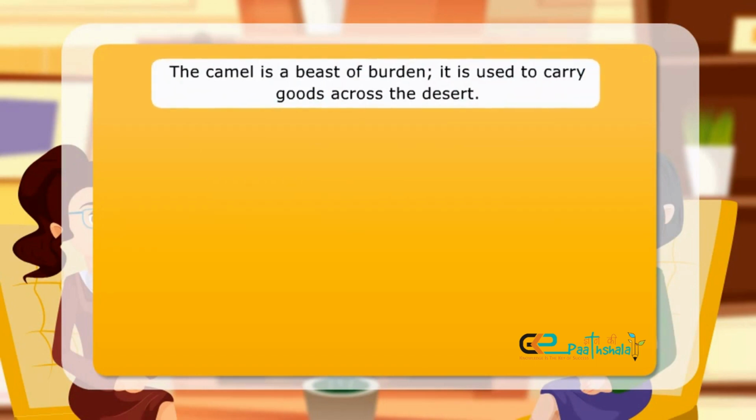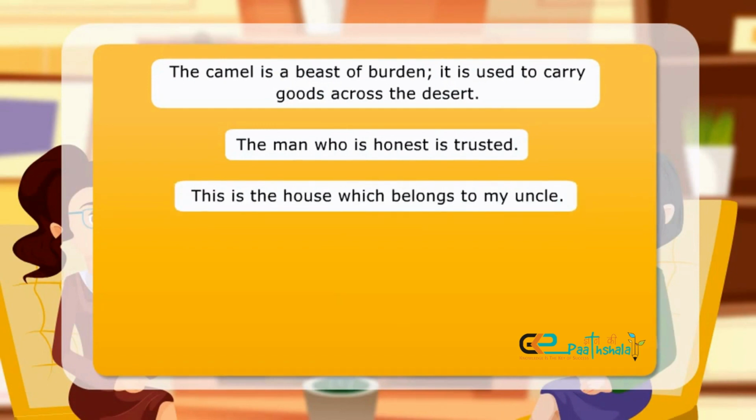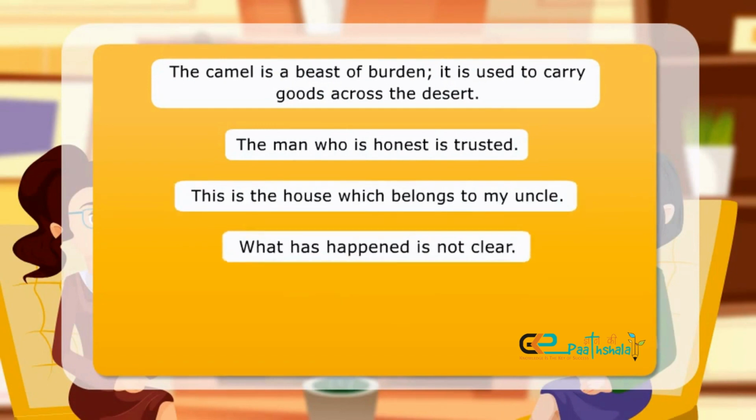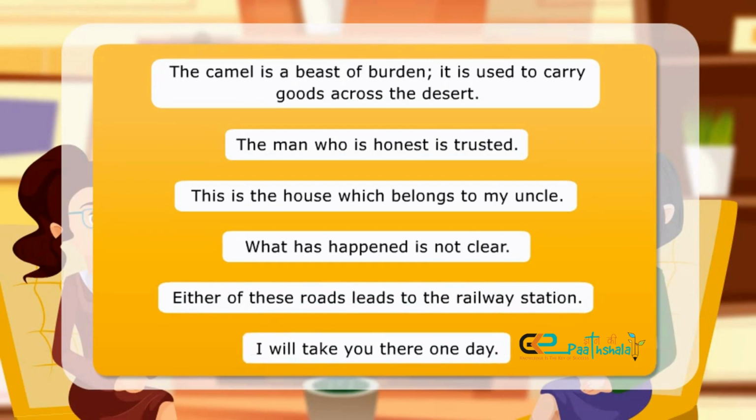Here are some more examples. The camel is a beast of burden. It is used to carry goods across the desert. The man who is honest is trusted. This is the house which belongs to my uncle. What has happened is not clear. Either of these roads leads to this railway station. I will take you there one day.